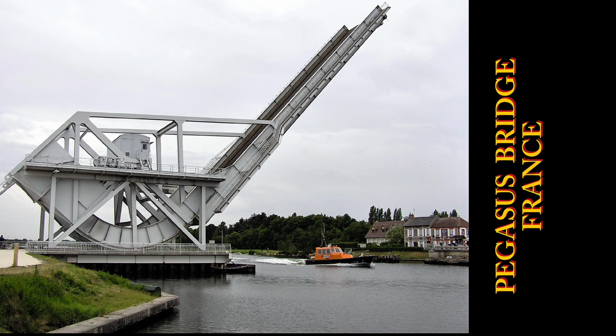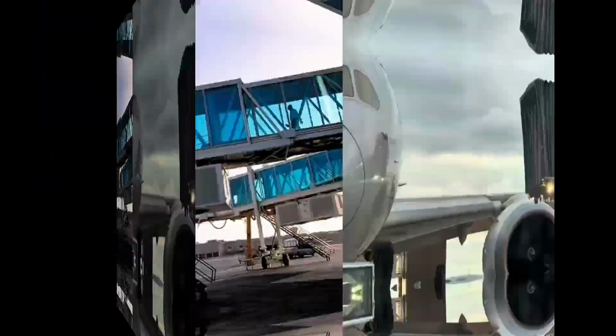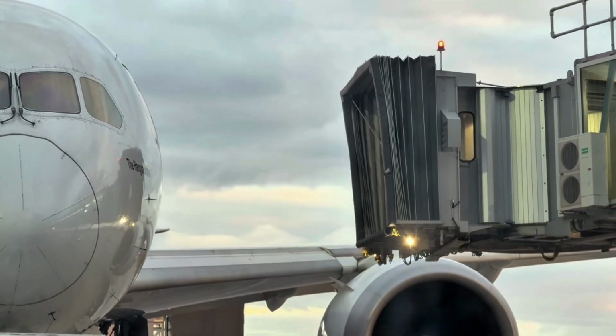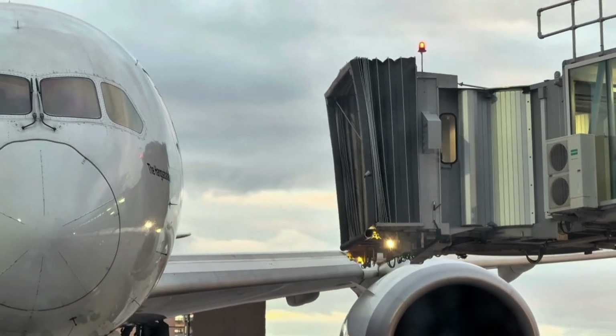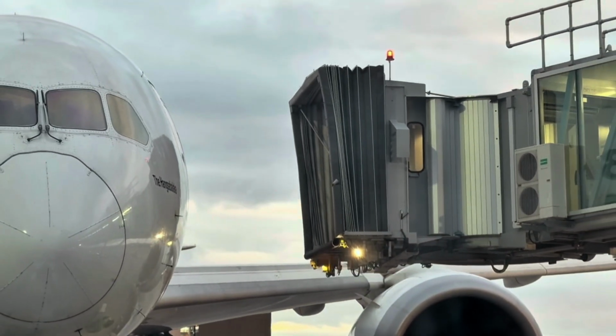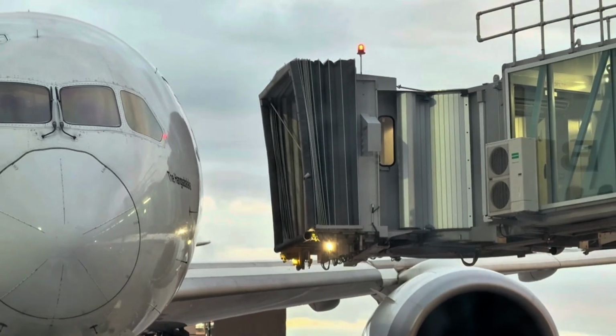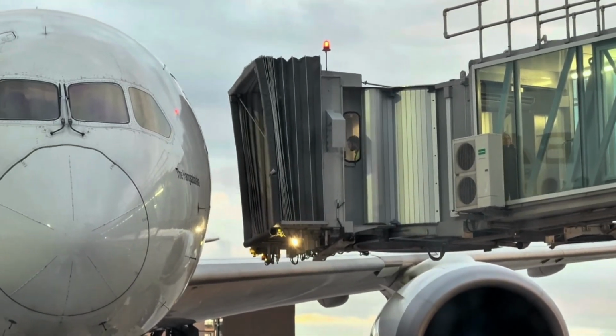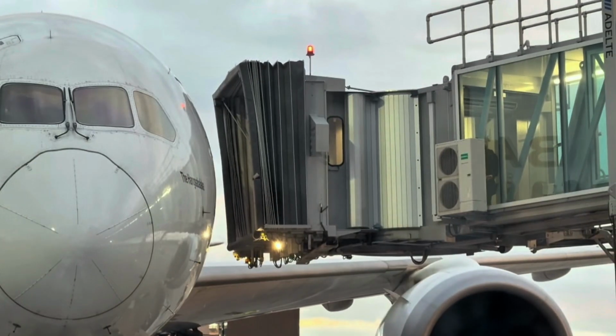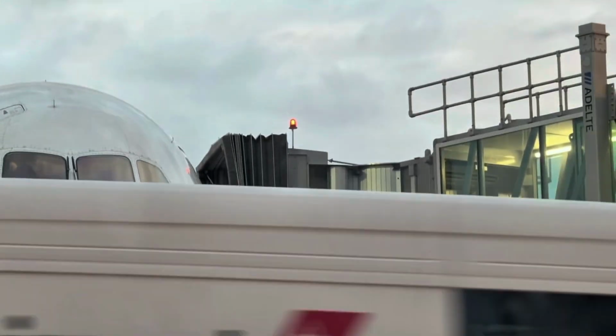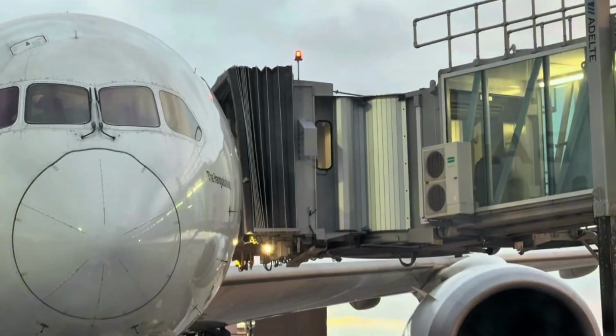Jet bridge. While not a traditional bridge over water, a jet bridge or passenger boarding bridge is a movable enclosed walkway used at airports to connect terminal buildings with aircraft doors. It extends and retracts to accommodate different aircraft sizes and positions. Though designed for aviation rather than waterways, it is technically a movable bridge for pedestrian traffic.